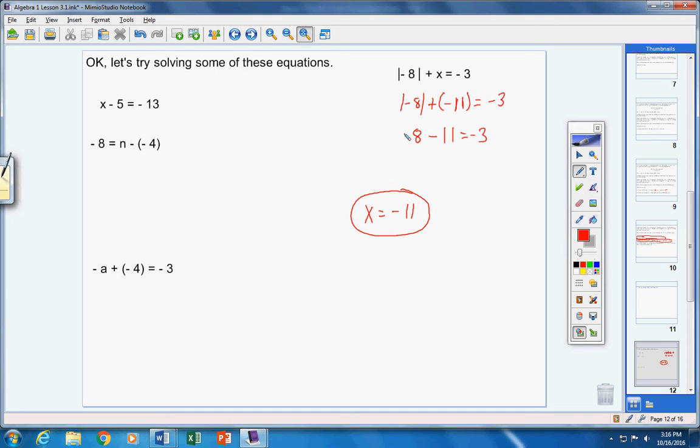Now, positive 8, negative 11. You have $8, you owe me 11, you pay off 8, you still owe me 3 more. So negative 3 equals negative 3. It checks. So this is the correct answer.